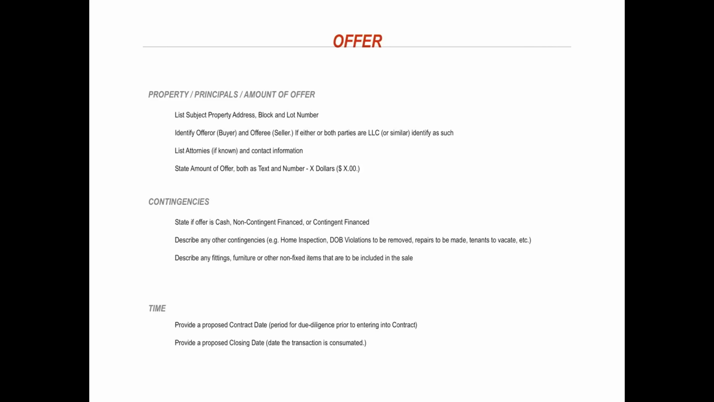You want to describe any other contingencies that you have for the purchase. So if you're going to have a home inspection done, you want that done up front, and if the property doesn't pass inspection, the deal's going to fall through. The seller has certain obligations to remove violations, to repair certain defects, whatever the case may be. If there are tenants there that you want vacated, that should be made clear in the offer. And then you want to describe any fittings, furniture, or non-fixed items which you want to come with the property. So the bicycle in the hallway needs to stay, or whatever the case may be.